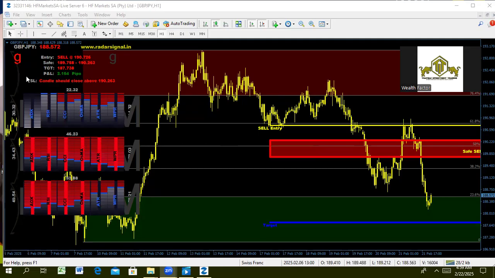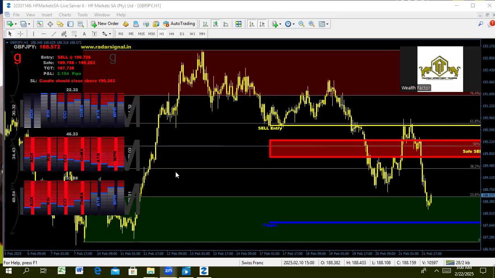Okay, and then below you have a sell stop loss. It says the candle should close below or above a price. In this case, it says the candle should close above 190.263. 190.263 is your stop loss level. If you are buying, it will say the candle should close below, and then it gives you a price of a buy level. In this case, we are selling, so the candle should close above 190.263. If it closes above this level, it simply means the market has reached your stop loss level. So automatically the system will give you a stop loss.